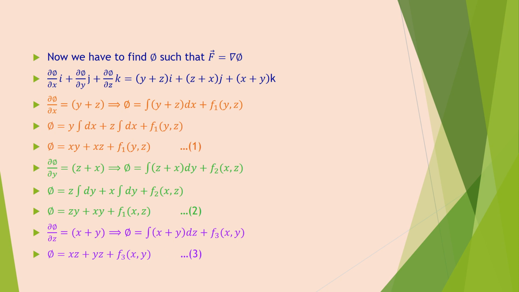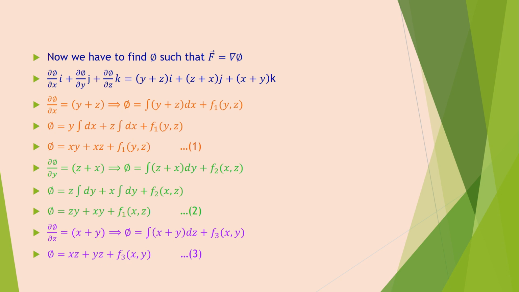In equation 1 we have φ equal to xy plus xz plus f1 of y, z. In equation 2 we have φ equal to zy plus xy plus f2 of x, z, and equation 3 is φ equal to xz plus yz plus f3 of x, y. Now, the left sides of equations 1 to 3 are the same, so obviously the right sides should also be the same. So we have to get an expression for φ. Let me consider either equation 1, 2, or 3 and get the expression for the functions, either f1, f2, or f3.